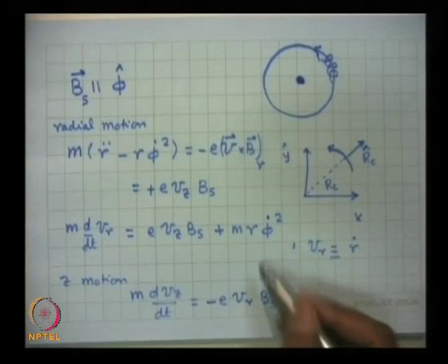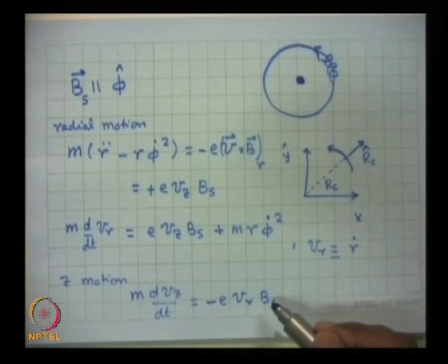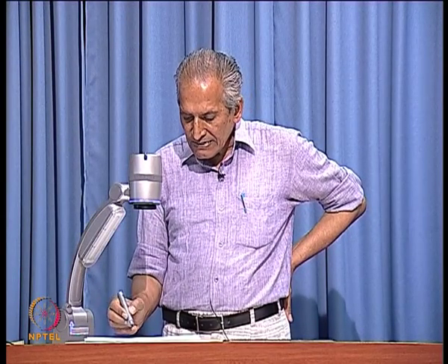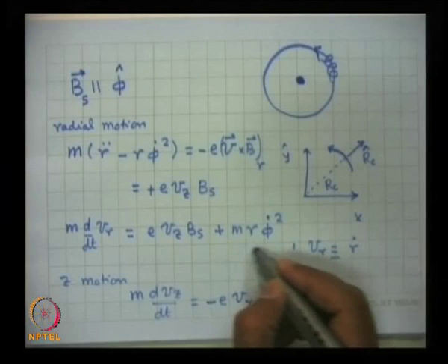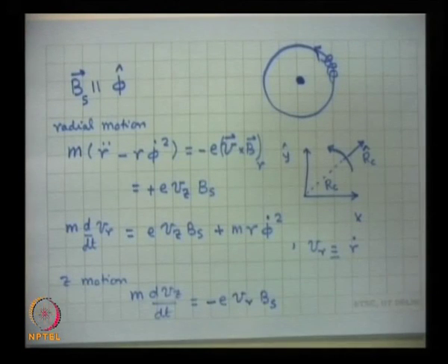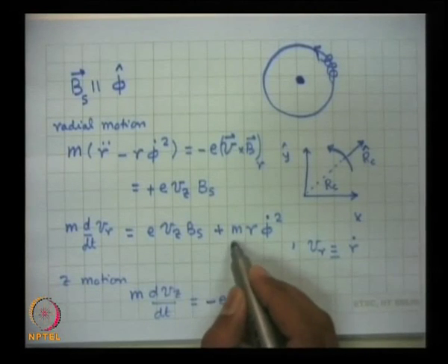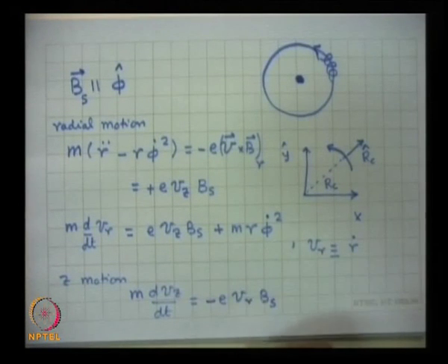Please look at these two equations. We considered the case of crossed F and B earlier. This is like a force transverse to the magnetic field, which is in the phi direction. This is in the radial direction. You can treat this like a radial force because of the radial equation of motion.